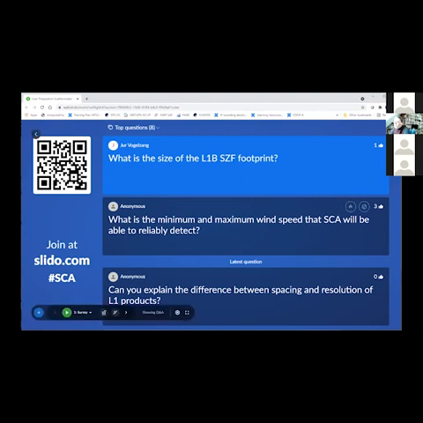I think this is a question. What's the size of the level 1B SSDF footprint? That was, what was it, 5 by 25 kilometer. Okay, that's a pixel size. That's actually footprint geometry. Yeah.